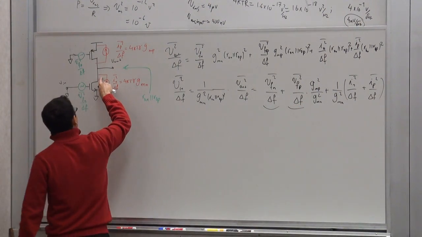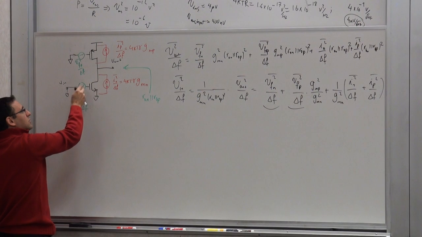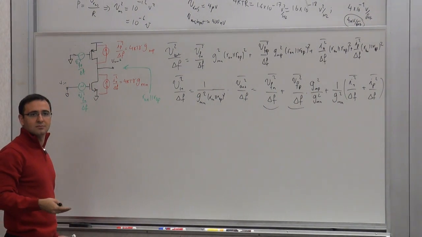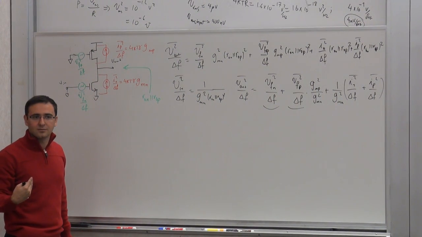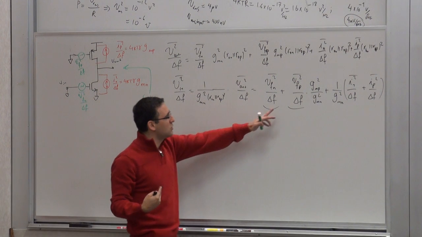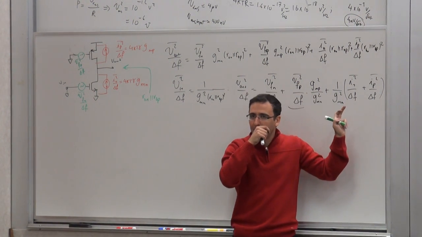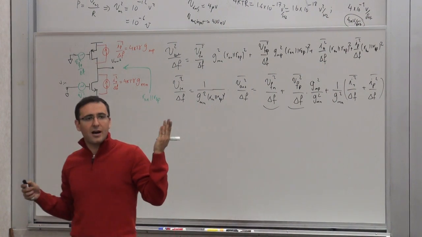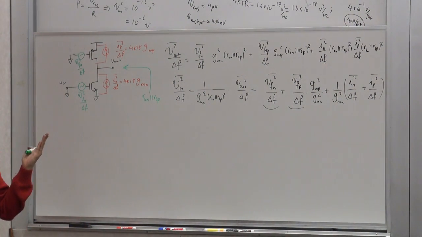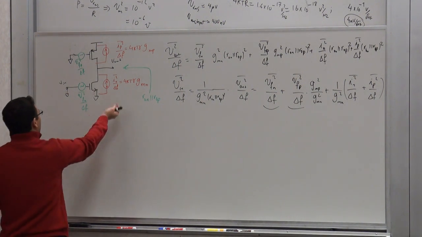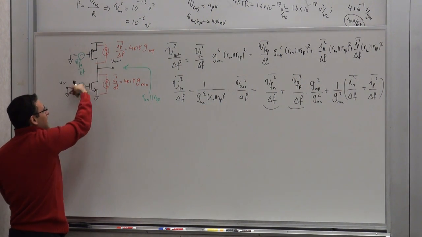This is a current at the output. I want to convert it to a voltage at the input. And the conversion is done by a GM. So it has to be divided by GM squared. So these two are divided by GMN squared. Again, if you're in doubt, you can always go through the procedure. But after a while, you get used to saying, okay, so this is reflected to the input. You're reflecting everything back. You're bringing everything here.